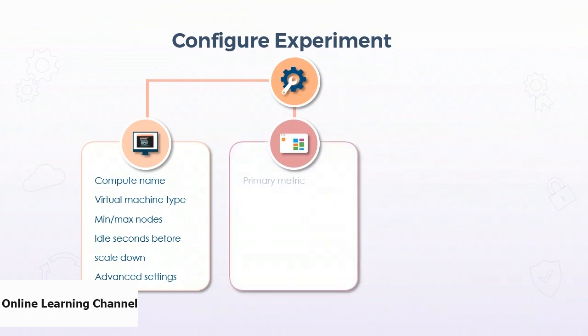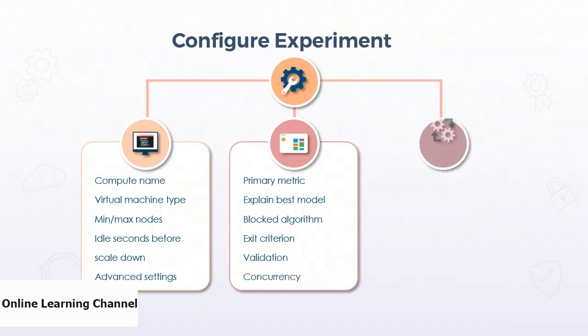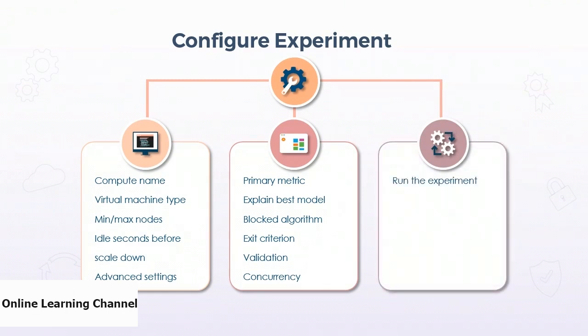And as part of that, we can select the primary metric that we want to classify. We can also ask the experiment to explain the best model. We can select which algorithms to use or block. And we can select under which conditions to exit the run. We can also provide validation information. And we can specify concurrency information. And then we can finally run the experiment. Now, I say finally, but really the process is quite simple. Most of the settings are acceptable as the default. So running an experiment from the ground up is really not too difficult.